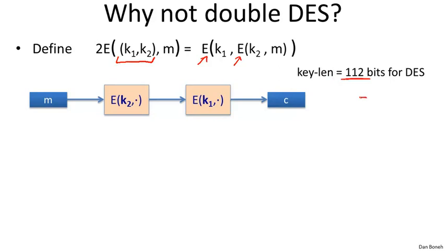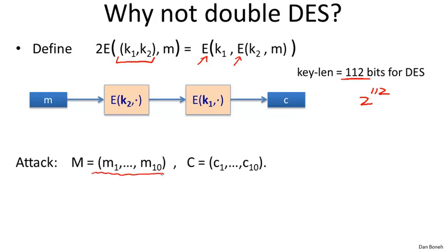And in fact, doing exhaustive search on a space of 112 bits is too much. 2 to the 112 is too big of a number to do exhaustive search over such a large space. So the question is, what's wrong with this construction? Well, it turns out this construction is completely insecure, and I want to show you an attack.